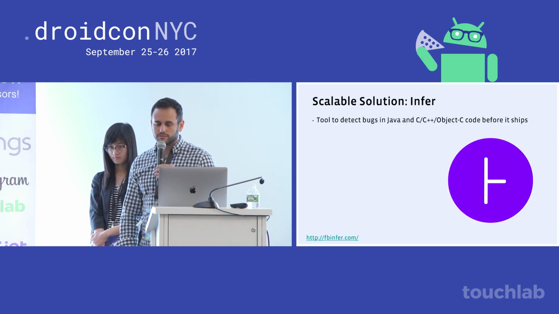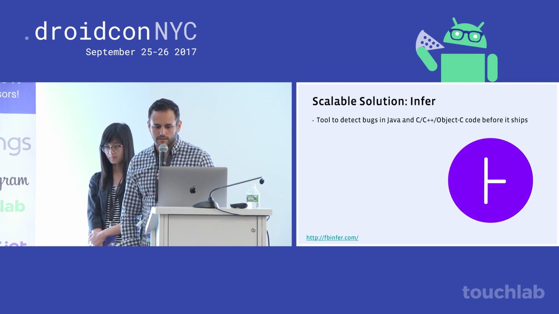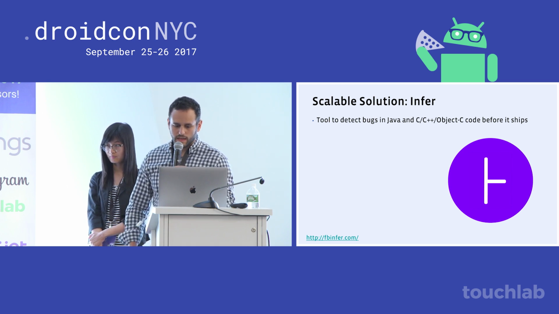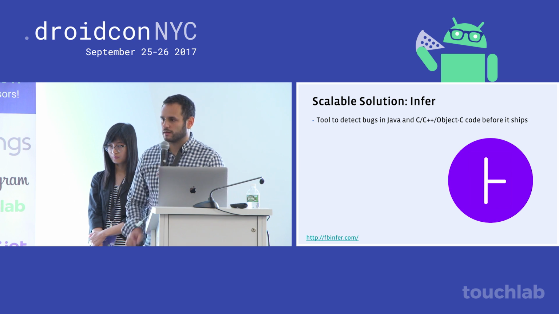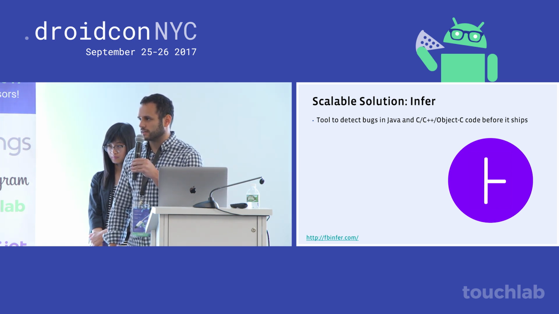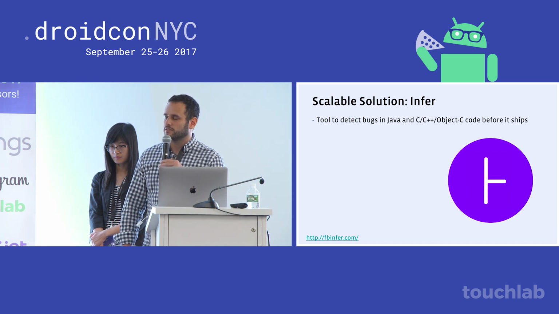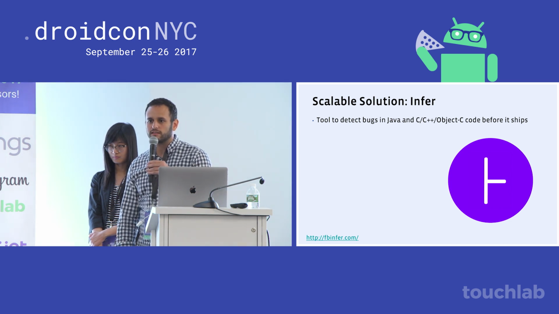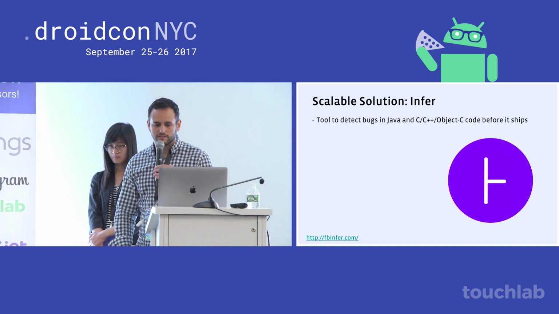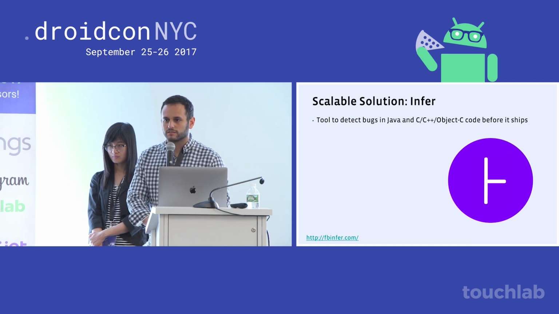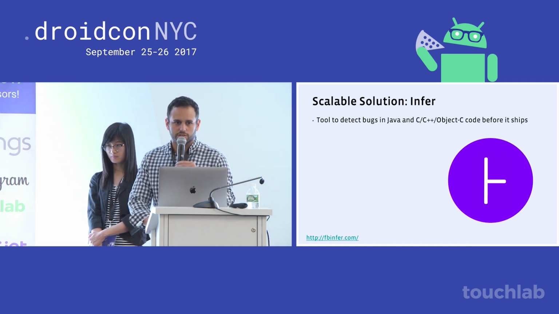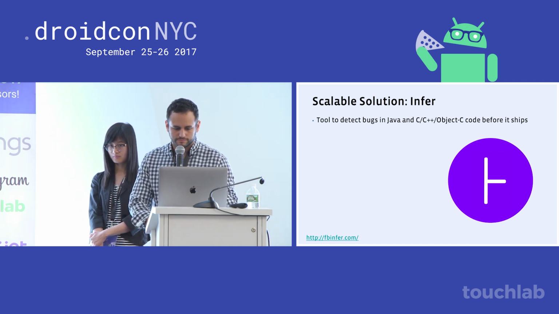Infer is an open source tool developed by Facebook, and it can detect bugs in code before that code runs in production. And this is pretty beneficial since by the time a bug reaches production, it's too late. Once a buggy version of the app is out in the wild, there's always going to be some fraction of people that never update the app, and they're always going to have this bug. And also, of course, crashes in general are just a bad experience.